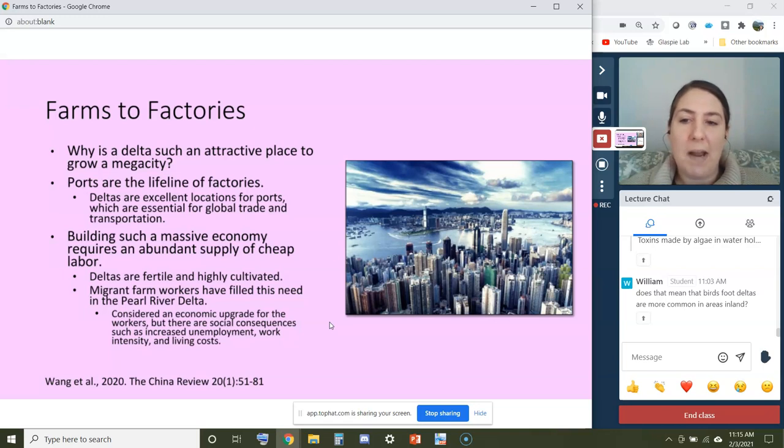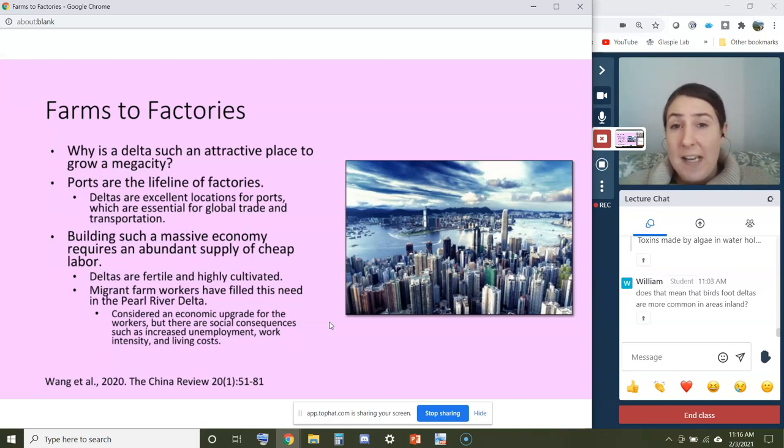Building such a massive economy that relies on factory production requires an abundant supply of cheap labor. You need to have a lot of relatively unskilled people to fill those factory jobs. And so China recognized that an agricultural area would be the best place to do so. Deltas are really fertile and highly cultivated. They tend to have a lot of agriculture, a lot of migrant workers. And so migrant farm workers have filled this need for factory workers in the Pearl River Delta.